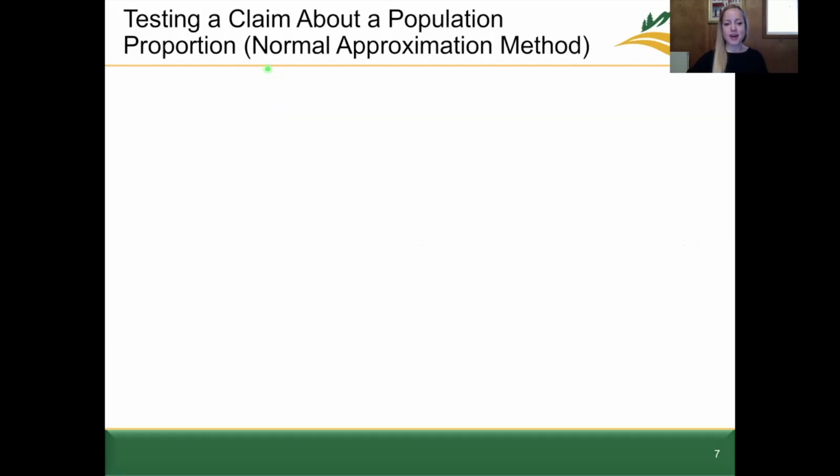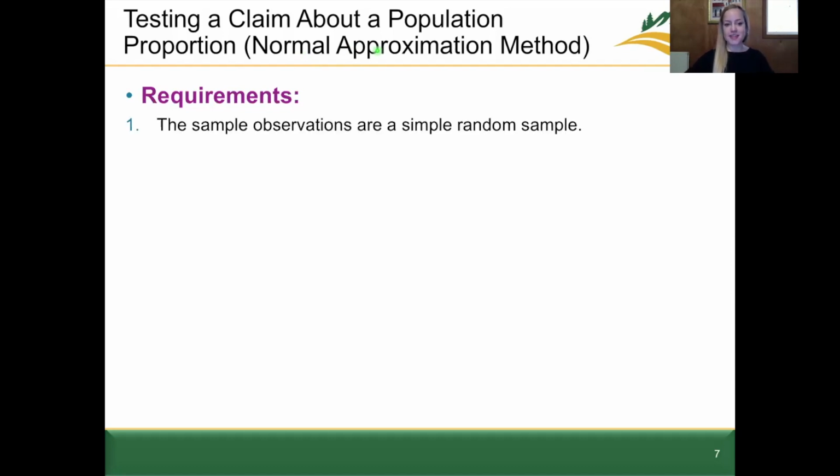Okay, so we're still on this topic of testing a claim about a population proportion, and this method we're going through right now is using a normal approximation. In order to use this method, we have to check off these requirements. The first is that the sample observations are a simple random sample. They're not from a biased sample, for example. Number two, because we're using a normal approximation to a binomial distribution, we also have to check off the conditions for a binomial distribution. We've seen these requirements previously in our course.